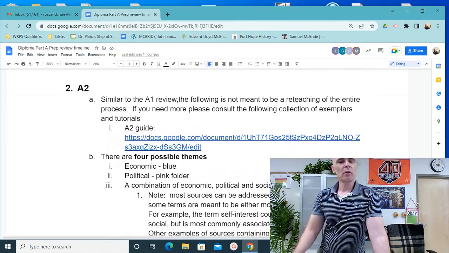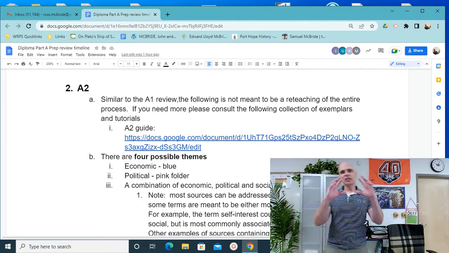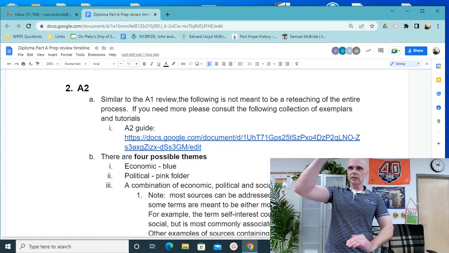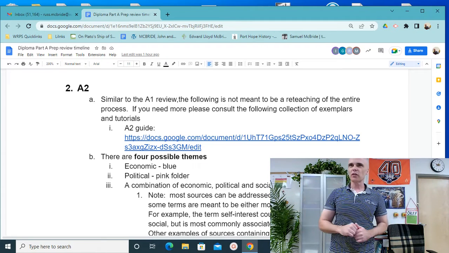And good news, we've already talked about many of the skills that you need in terms of unpacking significant language. And the quote that you're going to get for the A2 is typically shorter than you get for your quotes for an A1. So there's less on the page.